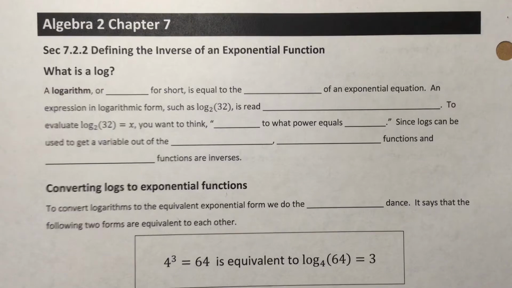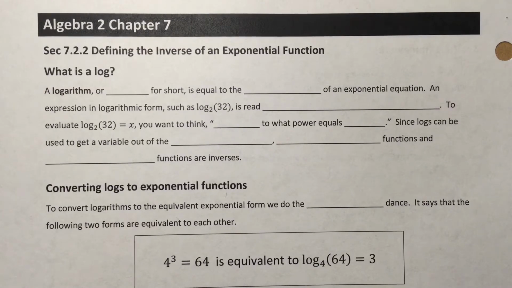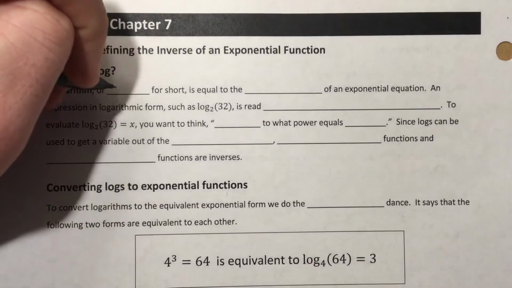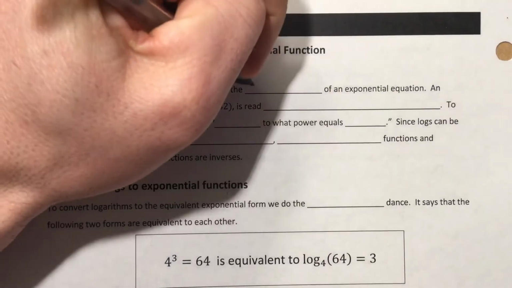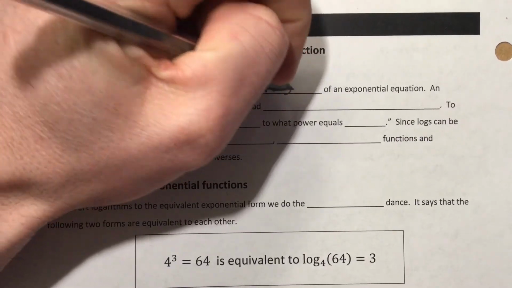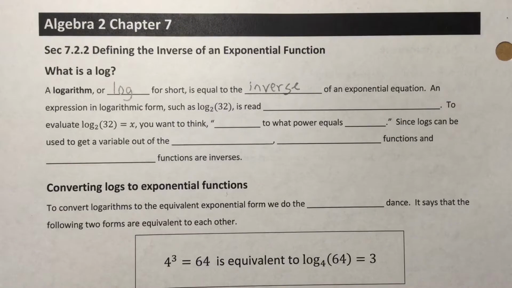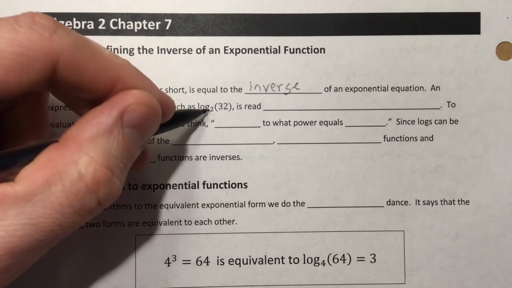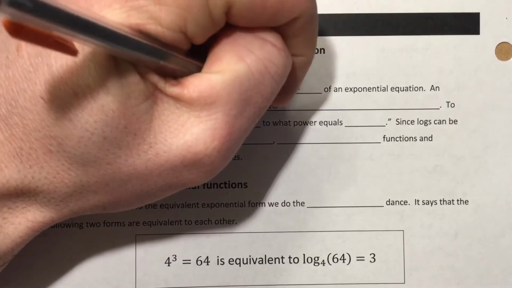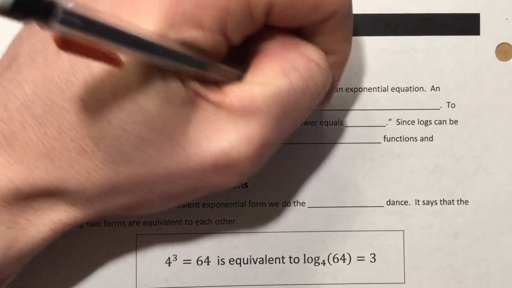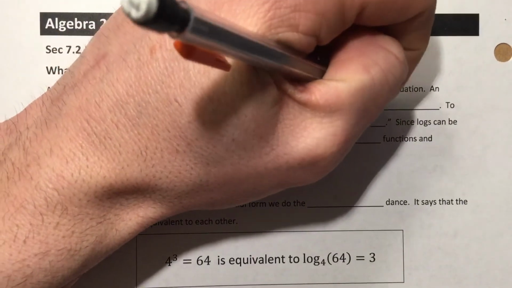Alrighty, welcome to section 7.2.2, defining the log of an exponential, or defining the inverse of an exponential, which we now know is a log. So a logarithm, or log for short, is equal to the inverse of an exponential equation. An expression in logarithmic form, such as log, that little number is called the base, 2 of 32, is read log base 2 of 32.